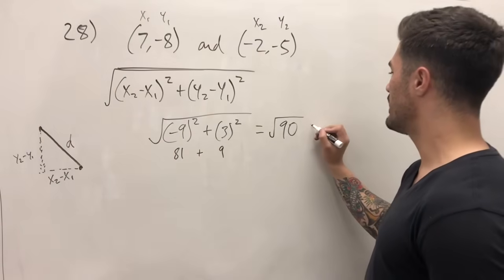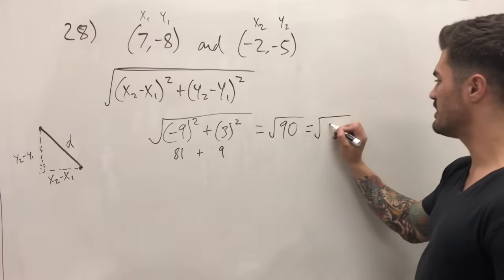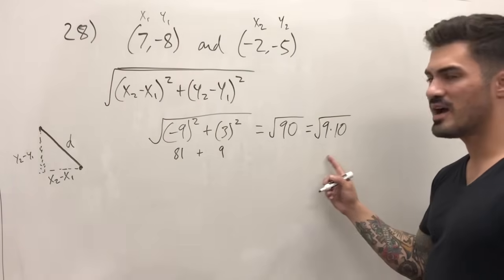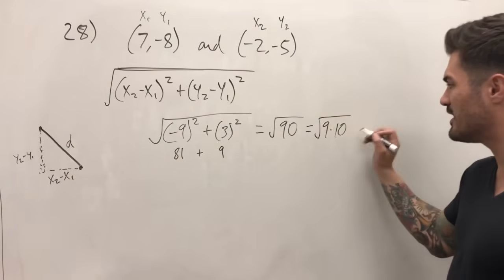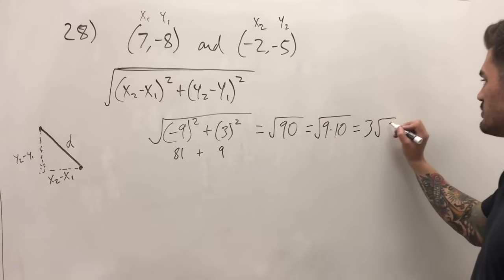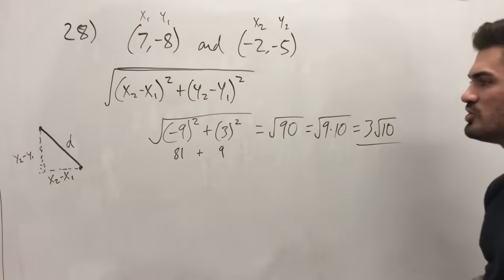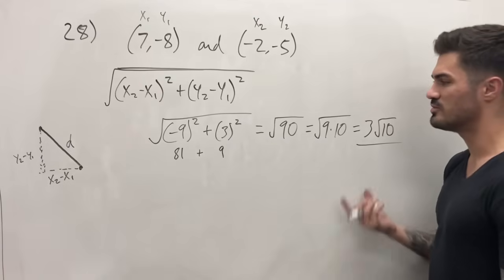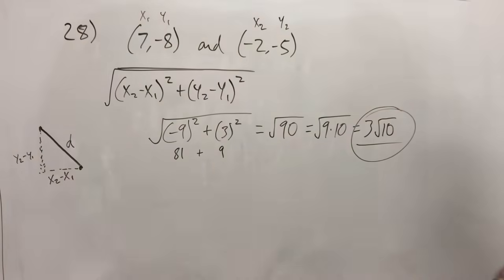And I think I can simplify a little because this is like saying 9 times 10, and 9 is a perfect square. I can pull the 9 out and it becomes a 3. So I have 3 square root of 10. And if they want an estimation, you can plug this in a calculator and get an estimation. But this is good for me.